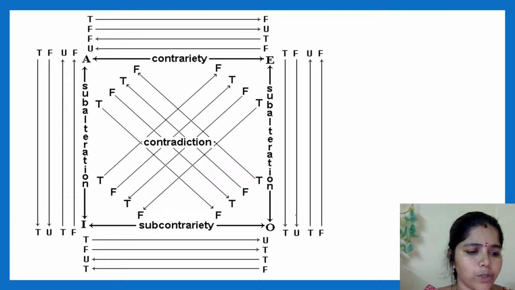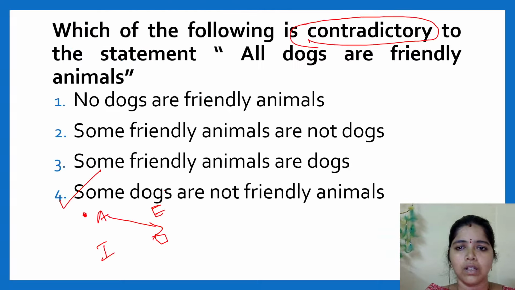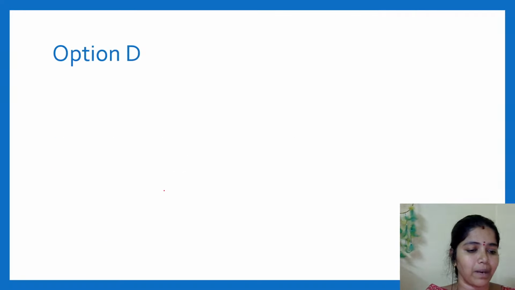Seetal asks, why not option 2? How can option 2 come? See, option 2 says some friendly animals are not dogs. There is a shift in the subject and the predicate.